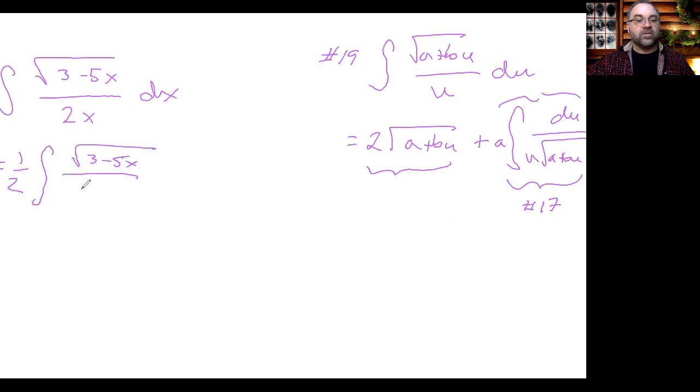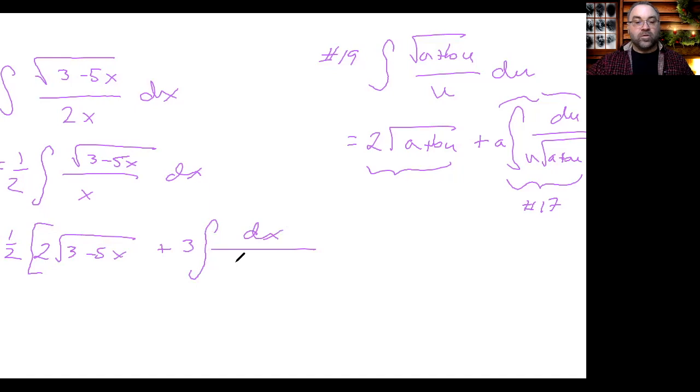So we can even use this formula. Okay, so now you can see I've got a is 3, b is -5, and u is x. So this will be 1/2 times, so now it's 2 root a plus bu. So that's our 3 minus 5x, plus a, which in this case is 3. And then the integral of dx over u x radical 3 minus 5x, like so.